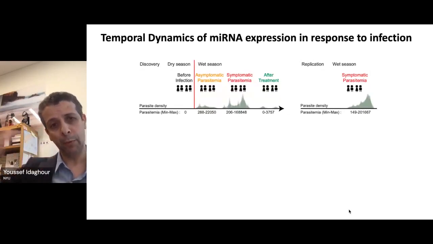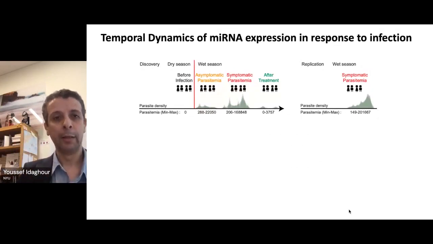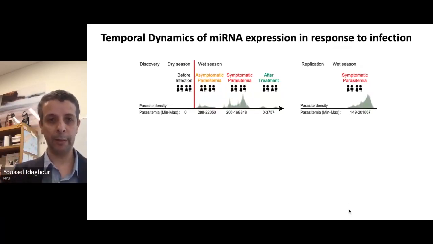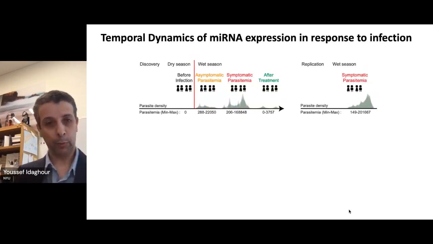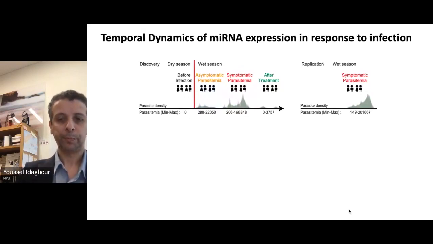And then we keep following them again on a weekly basis till they have symptoms, and then we sample them again. And then they are given the treatment, and we sample them 3 weeks after. And again, this is a matched design, which means that it's a very nice way to control for other variables. So it's not a cross-sectional design. So we've done this for 1 year, and then we went back the following year where we did the replication study, where we focused mainly on symptomatic parasitemia, and again in the same area of Burkina Faso.